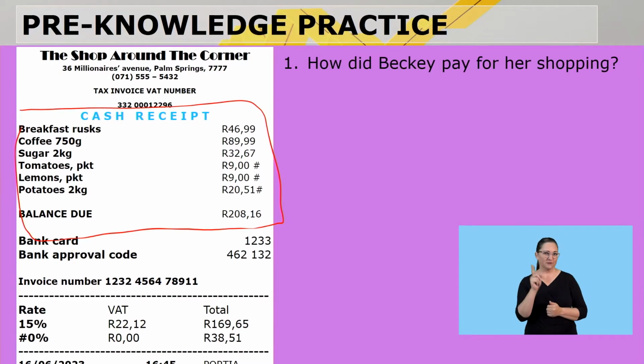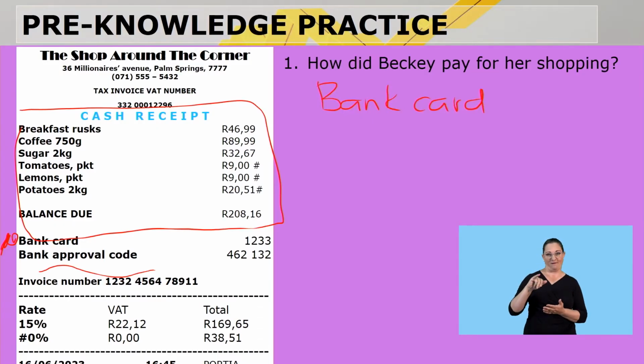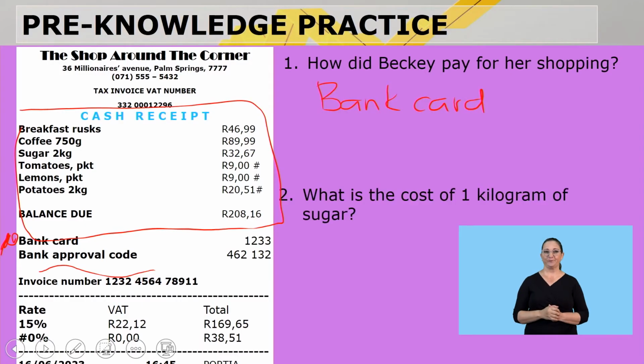Let's look at this. It shows a bank card with a bank approval code. So how did Becky pay for her shopping? She used a bank card. That is how she paid for her shopping.